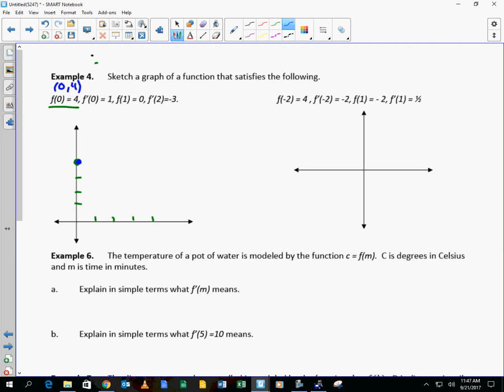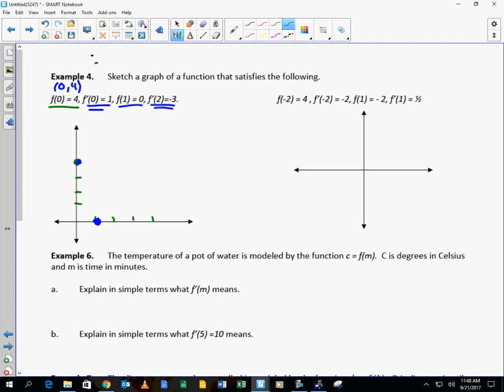Now, the second condition says that f prime of 0 is 1. Okay? I'm going to leave that one aside and get to that later. This one says f prime of 2 is negative 3. I'm going to get to that later. But I'm going to look at this one. It says f of 1 is 0. What does that mean? Good. So what do those prime things mean then?